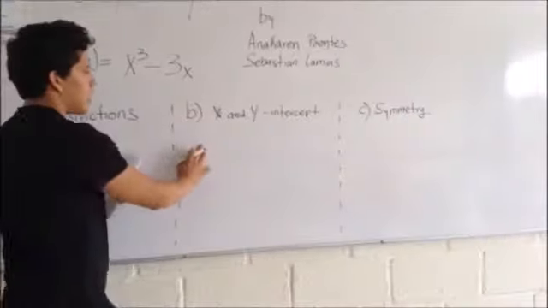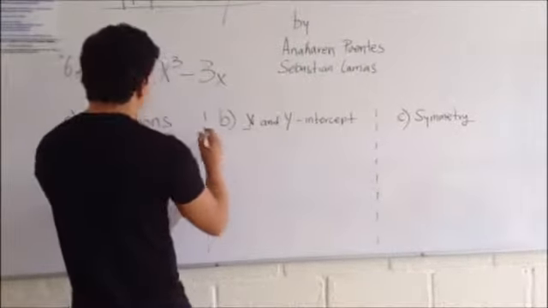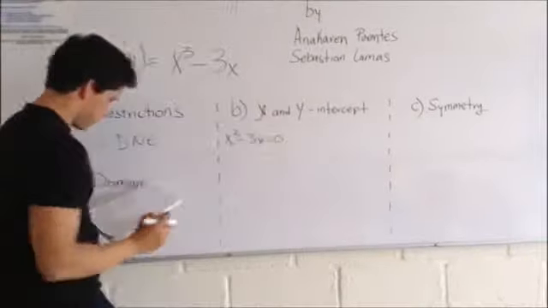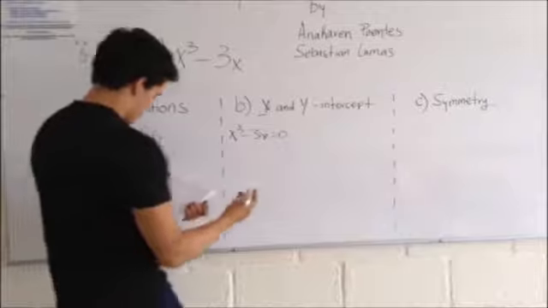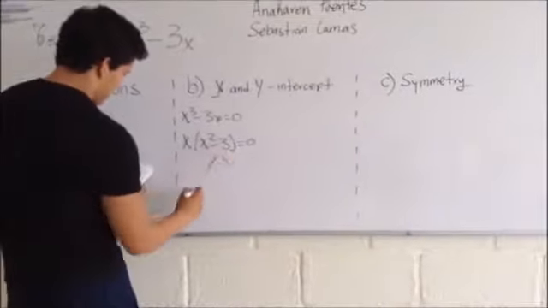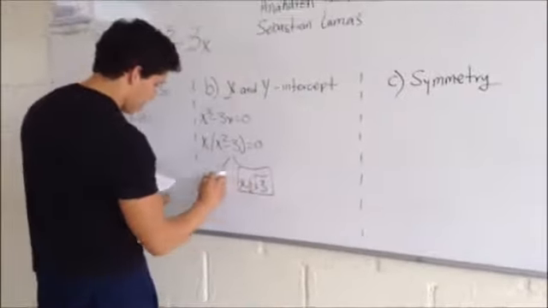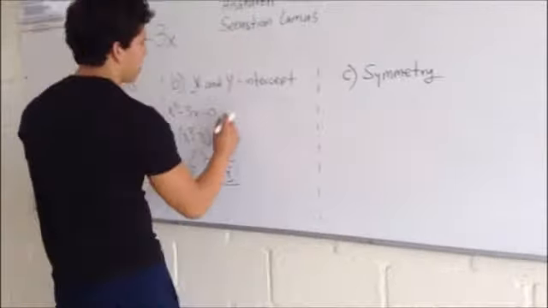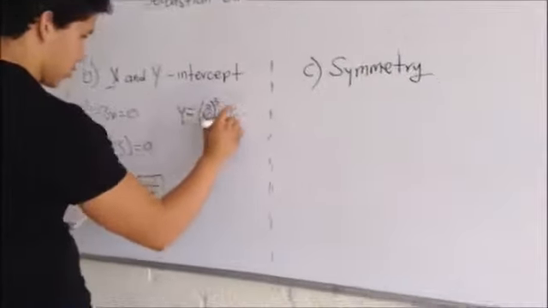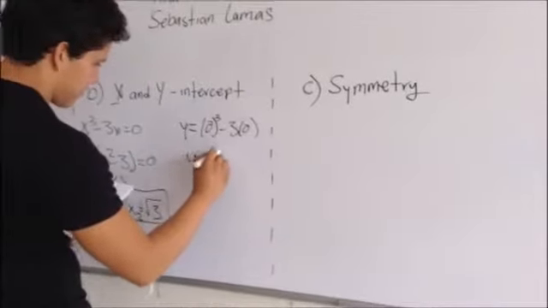For point B, that is the x and y intercept, for the x intercept first, we have to equalize y to 0. So then we have to solve, and then we have 2 x's. For the y intercept, we have to equalize x to 0. This gives us that y is equal to 0, so the point is (0, 0).